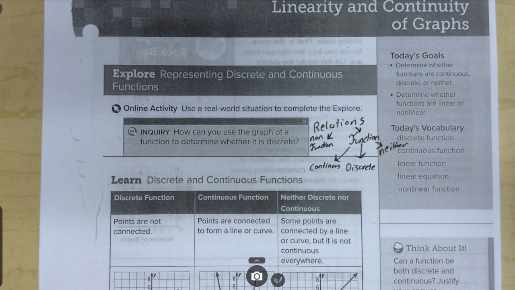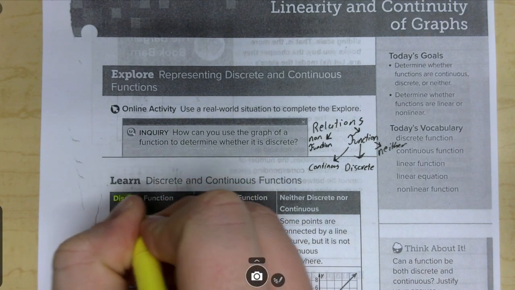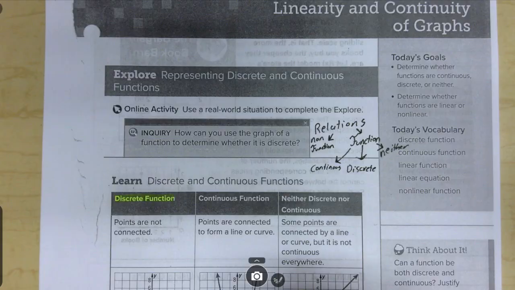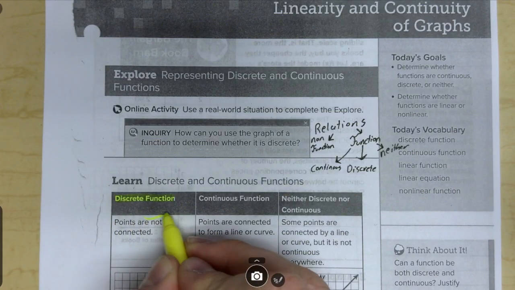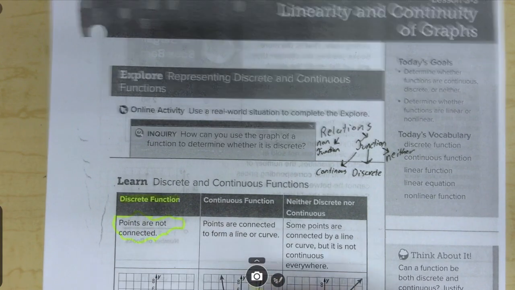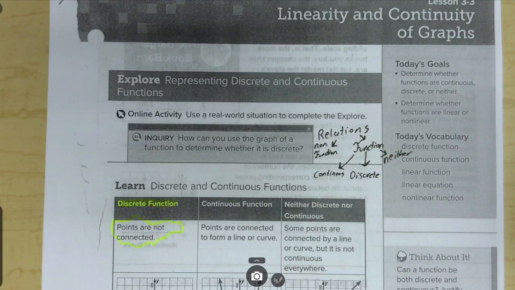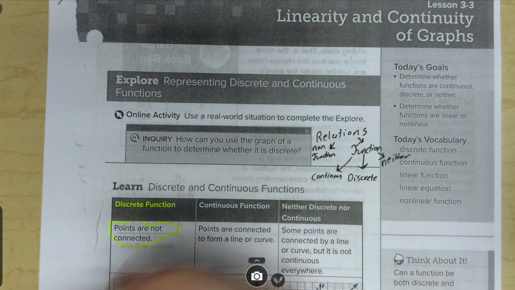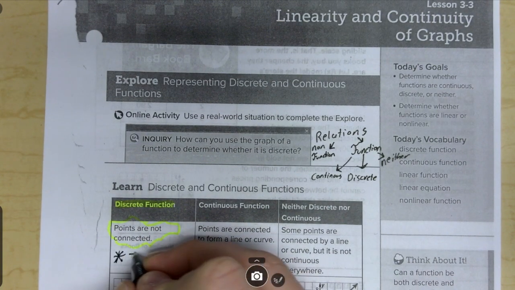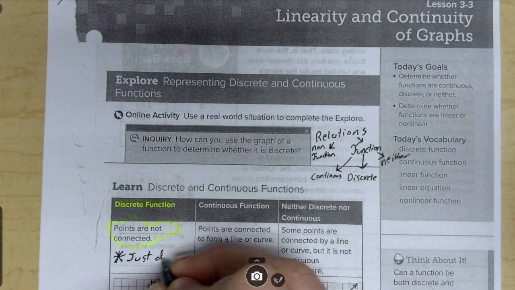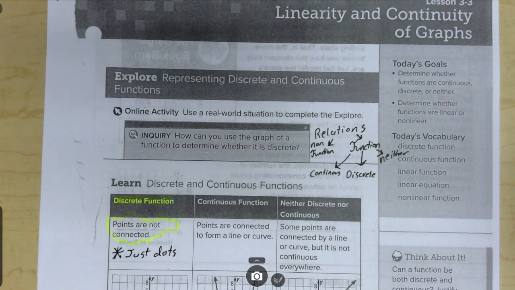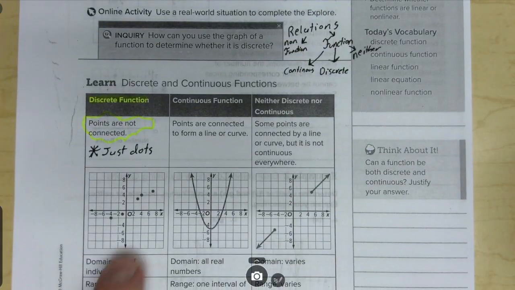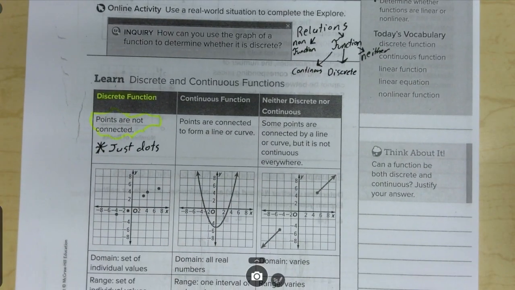So, jumping on ahead, we have discrete functions. Discrete functions are probably the easiest one to identify. There are points that are not connected. This is literally just dots. So as we can see on our graph, it is just a bunch of dots.